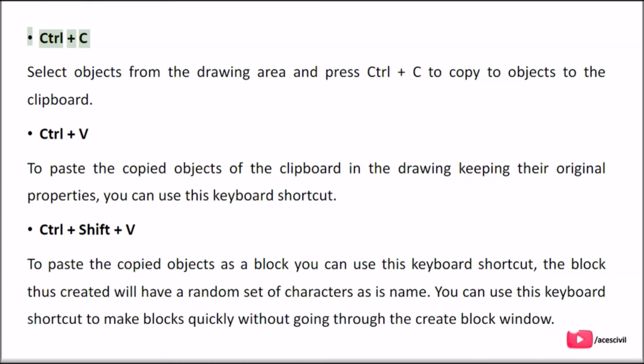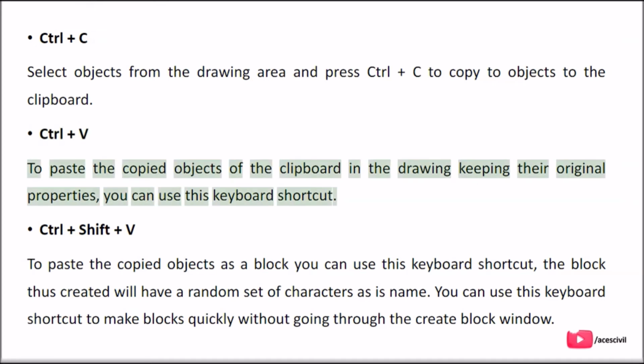Ctrl+C. Select objects from the drawing area and press Ctrl+C to copy the objects to the clipboard. Ctrl+V. To paste the copied objects of the clipboard in the drawing keeping their original properties, you can use this keyboard shortcut.